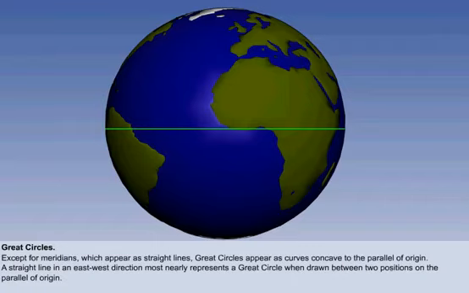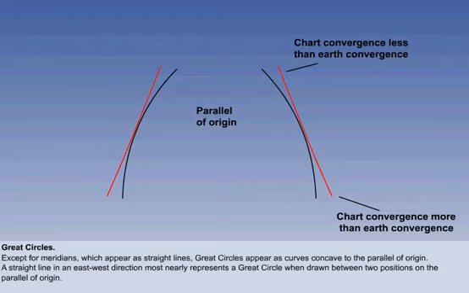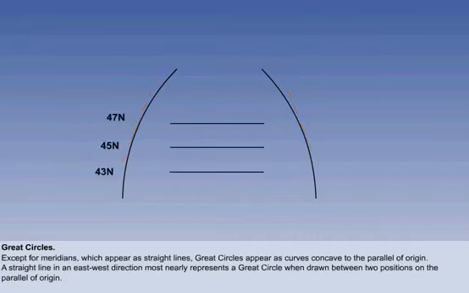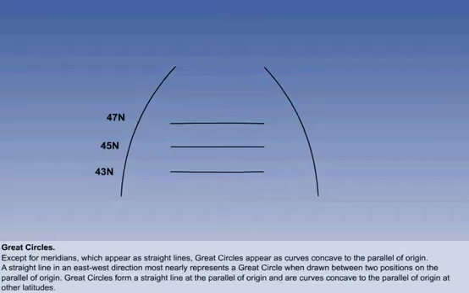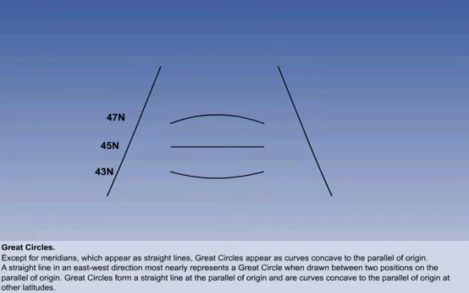What will happen when we project this real Earth situation onto a Lambert chart, with a parallel of origin of 45 degrees north? The meridians straighten out. The projection causes the curved meridians to move outwards. What effect will this have on the great circle straight lines? The great circles will curve outwards as the meridians straighten. It looks like this. Great circles form a straight line at the parallel of origin, and are curves concave to the parallel of origin at other latitudes.